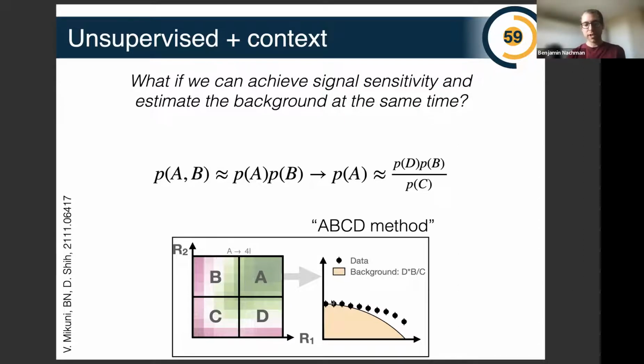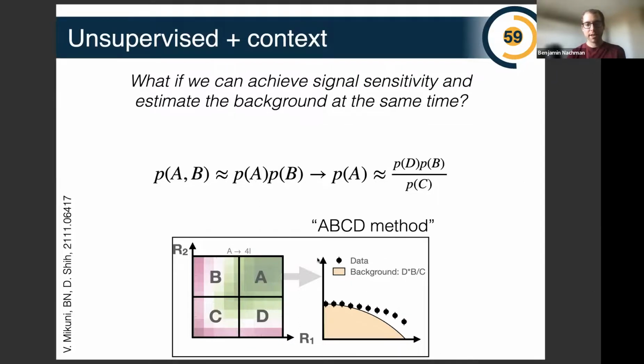Once you do that, you can do it basically bin by bin, and then you can estimate what the standard model background would look like using this product formula, and then compare it to the actual data in region A and see if there's any difference. And that's one strategy for doing the anomaly detection. So basically, we achieve signal sensitivity with the autoencoders, and then we use the fact that they're independent in order to estimate the region in A from taking the various projections excluding A.